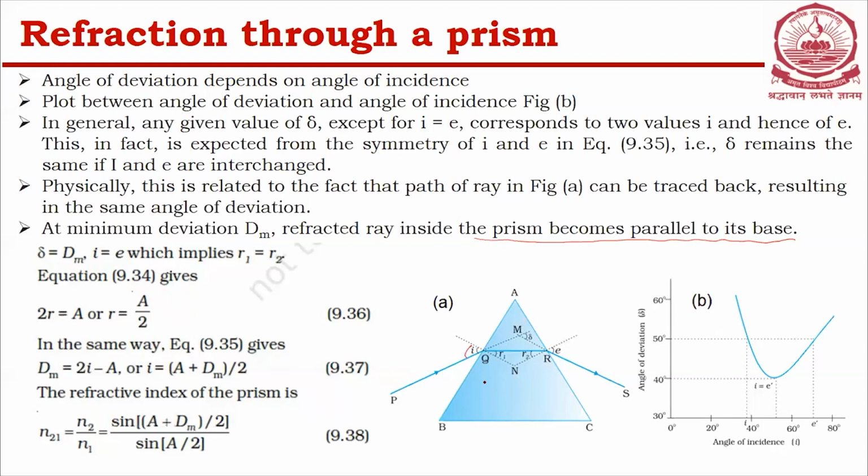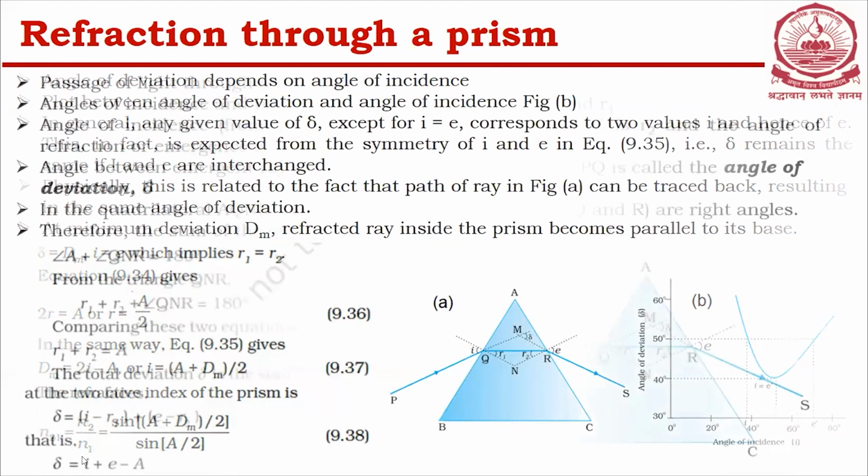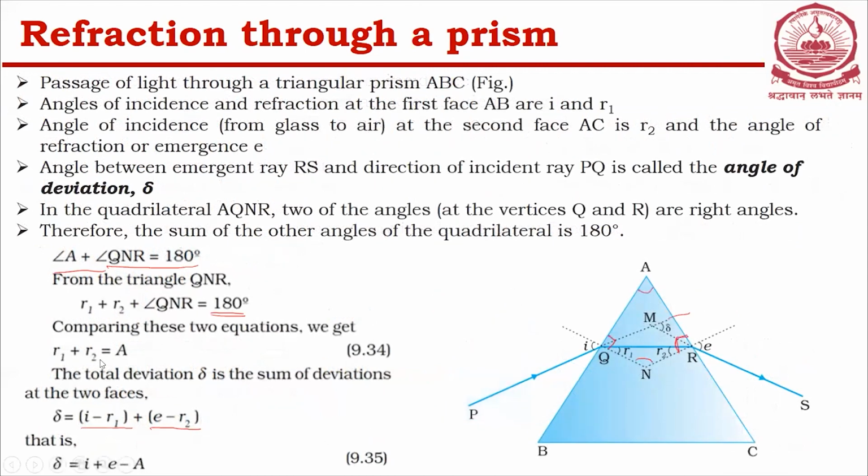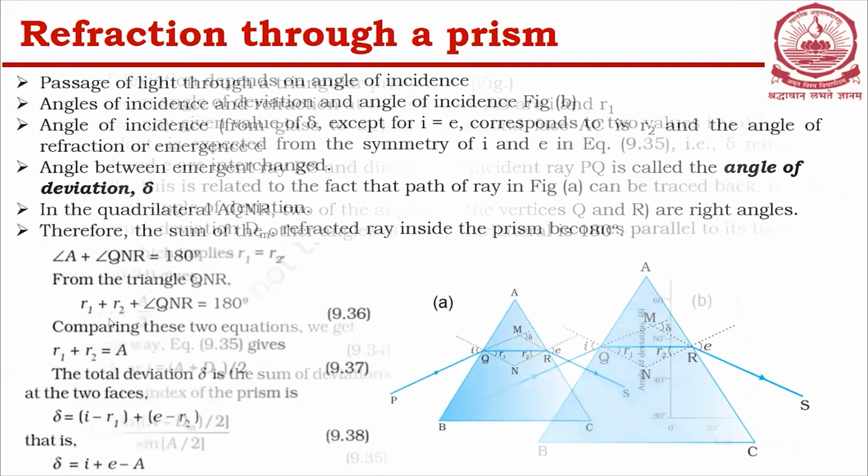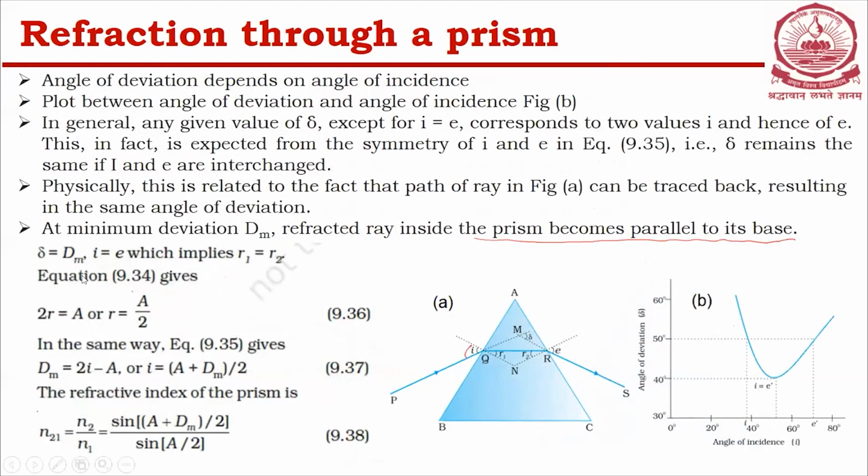Here it is given how to find out the angle of the prism. The angle of minimum deviation is dm, because this ray is parallel to the base. So R1 is equal to R2, the refraction angles are equal, and from the equation R1 plus R2 equals A, 2R is equal to A. So R is equal to A by 2. Similarly, you can write dm is equal to 2I minus A, so I is equal to (A plus dm) by 2.